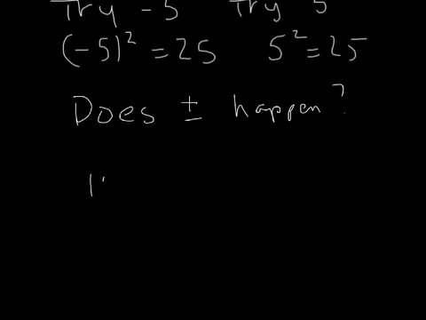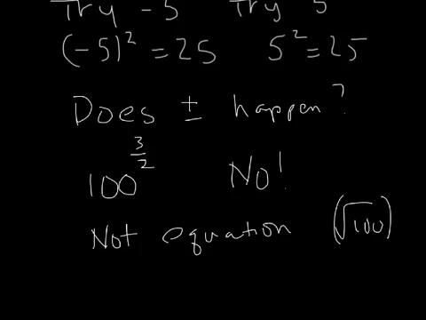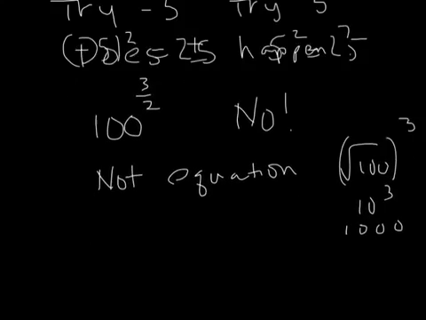Okay, so let's try one. 100 raised to the 3/2. Do you have a plus minus when you solve that? No. Why not? Because it wasn't an equation. So what I did there to solve this one is I would do the square root of 100, and then I would cube it. So 10 cubed is 1,000.